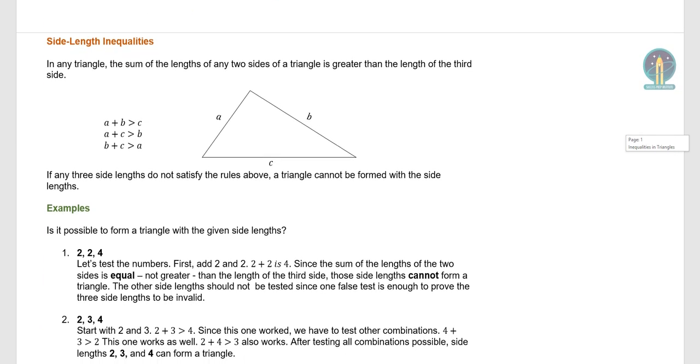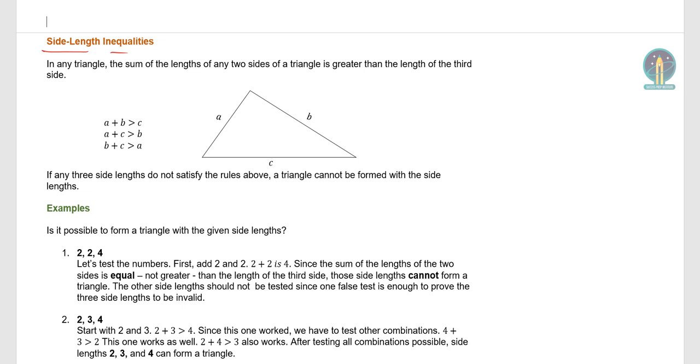Another feature of inequalities in triangles is side length inequalities. In any triangle, the sum of the lengths of any two sides is always greater than the length of the third side. It has to be, for you to get a triangle to begin with. So in this triangle, the sum of sides A and B has to be greater than the length of side C.